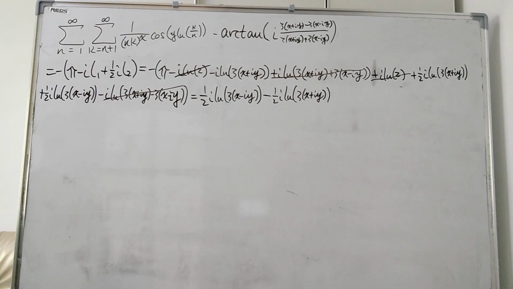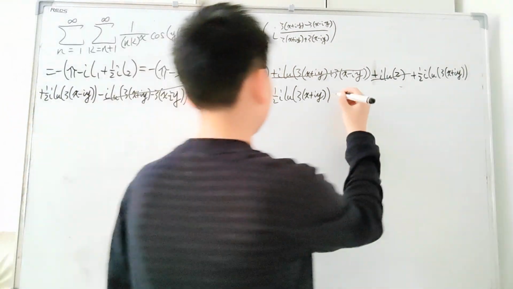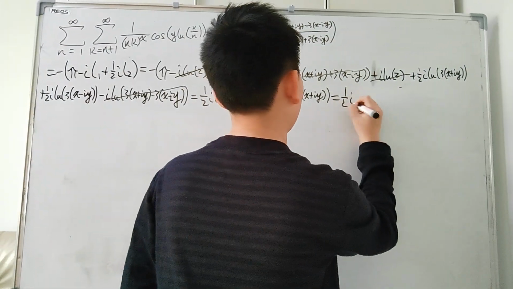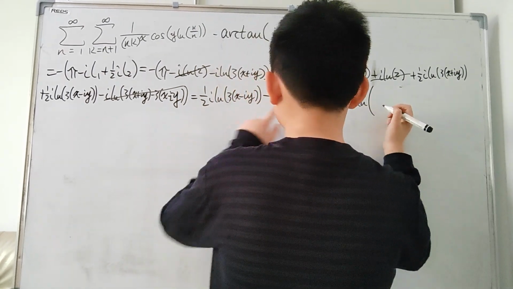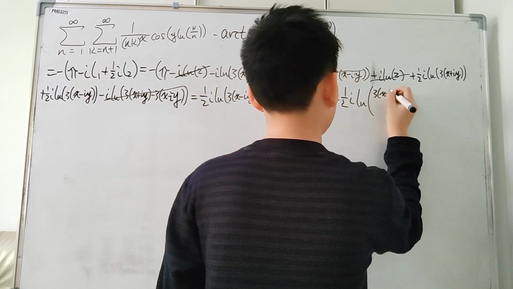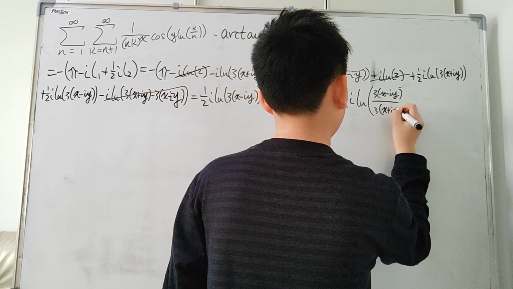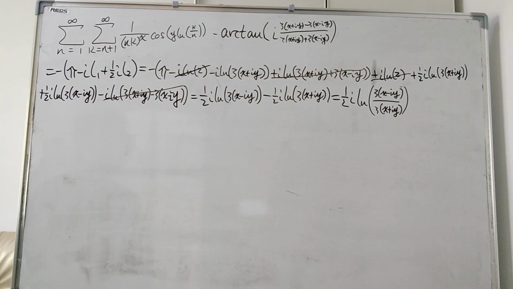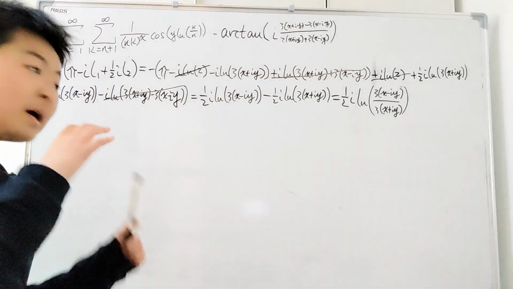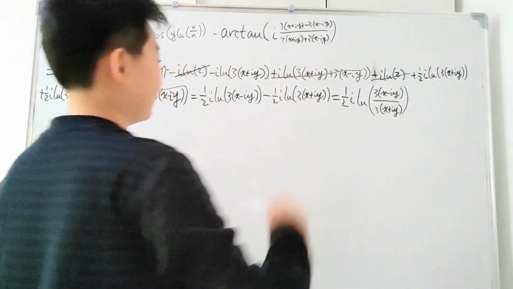Now we can do some minor simplifications. We can bring these two together. It goes to 1/2 i natural log of this over that, so we have zeta of x minus iy over zeta of x plus iy. And that is all. We are basically done. This is incredible. We have our angle here.